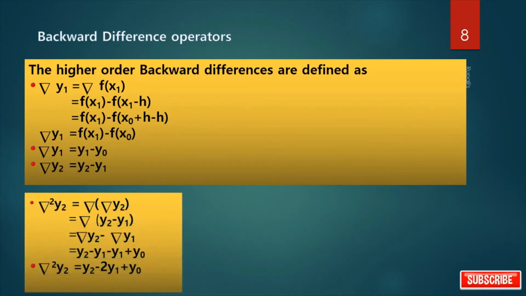So what is nabla square y2? It is nabla into nabla y2, and nabla y2 means y2 minus y1. So it is nabla y2 minus nabla y1. And what is nabla y2? It is y2 minus y1. And what is nabla y1? It is y1 minus y0. So it is minus y1 plus y0. So the result is nabla square y2 equals y2 minus 2y1 plus y0.